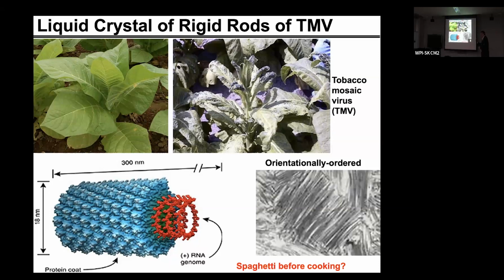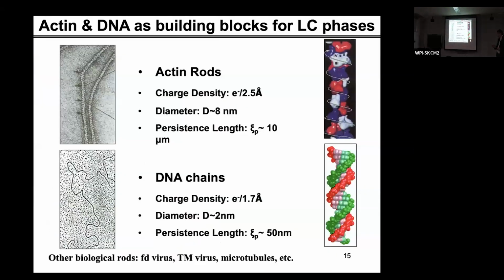But if you would redisperse them into water at some concentration of these rod-like particles, you would see liquid crystalline phase behavior. For similar reasons, to maximize entropy, many other biologically derived molecules and particles can form liquid crystalline phases. The most important ones, of course, are DNA and actin. Actin, for example, is responsible for mechanical properties of biological cells.